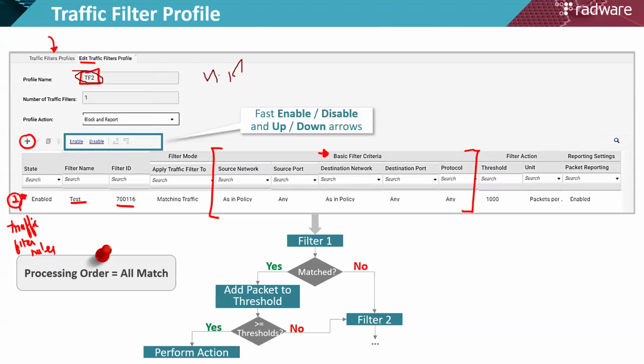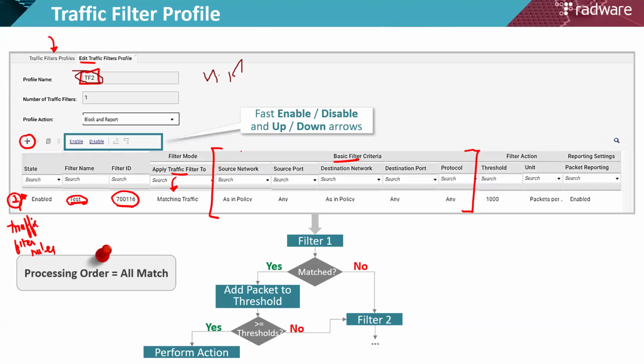So, traffic filter profile. We are creating traffic filter rules. We have created this filter rule name, and the filter ID is this. Here, the filter mode applies the traffic filter to the matching traffic. Now, what is the matching traffic, or what is the criteria that we are looking for in an incoming packet? This is what we define under the basic filter criteria, which is mentioned here.